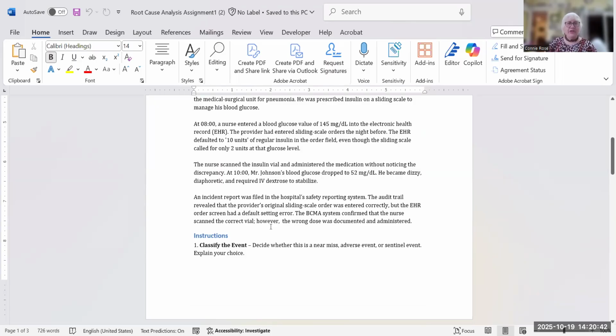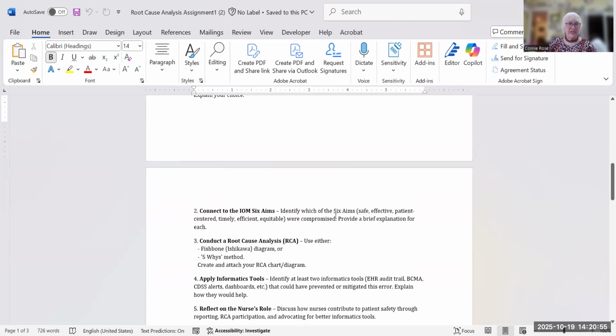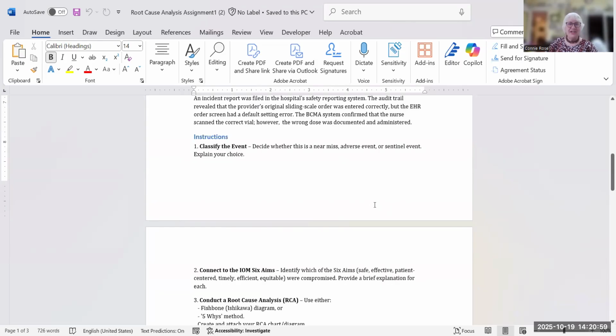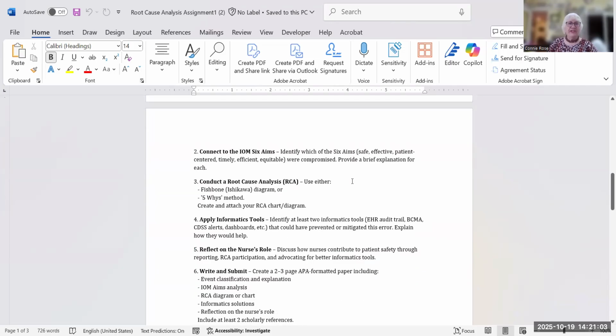So you're going to classify the event. So you want to know, is this a near miss, an adverse event, or a sentinel event? Now, the sentinel event is one that's life-threatening. And as far as the near miss, that is something that almost happened but didn't. And then you have the adverse event.